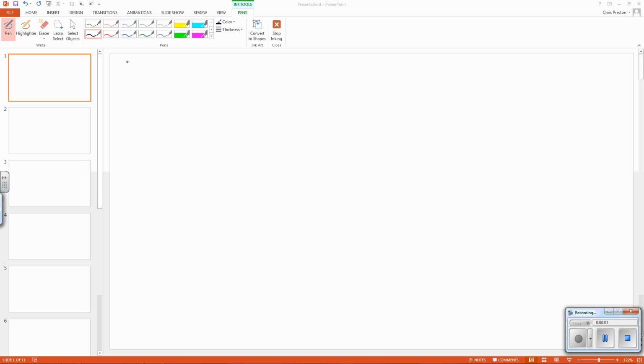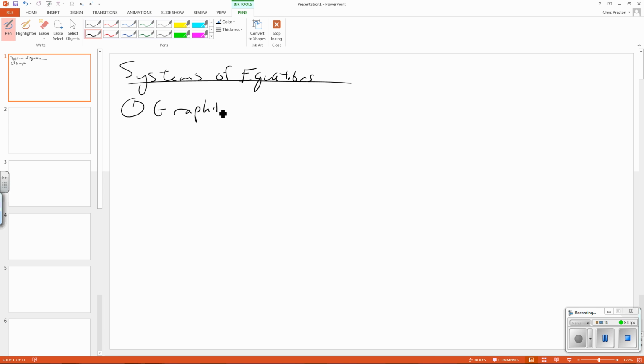All right, we're going to look at solving systems of equations. We've already talked about two ways of solving them. First way is by graphing. So you could graph the two equations. Let's say they were both lines, and you could determine the point of intersection, whatever those coordinates are, and that would be your solution to your system of equations.